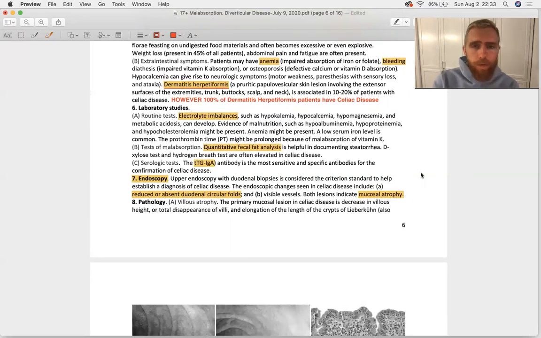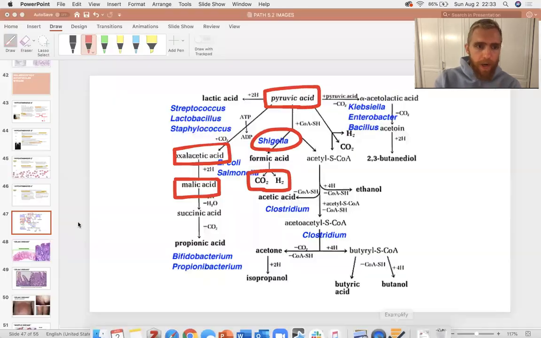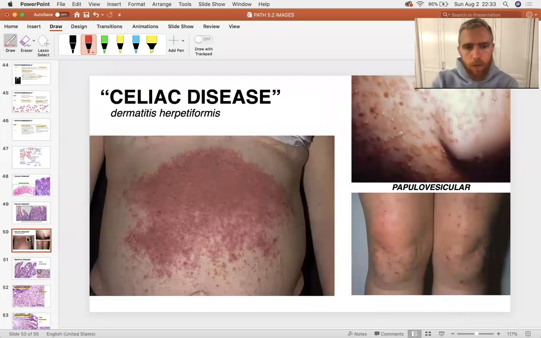But the most particular finding to celiac disease is this rash called dermatitis herpetiformis. And it's described as a pruritic papulovesicular skin lesion involving extensor surfaces of the extremities, trunk, butt, scalp, and neck. So you're going to see this in a minority of patients with celiac disease. However, all patients with dermatitis herpetiformis have celiac disease. So you want to visually recognize this in case it gets thrown at you.